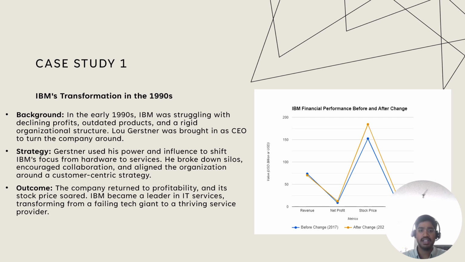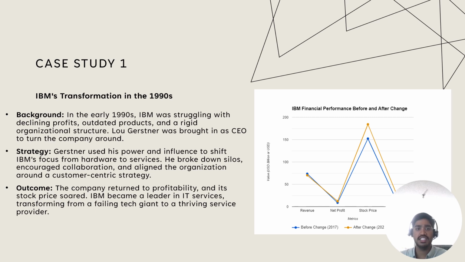That's the small background. Lou Gerstner was brought in as the CEO in 1993. He leveraged his position as an influence to radically shift IBM's strategy from hardware to services. This required breaking down silos and creating a customer-centric organization. Gerstner used his power, and as an outcome, it was a very successful transformation.